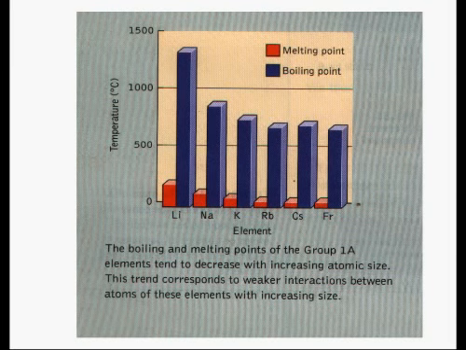Melting points and boiling points of our alkali metals. We see that the melting point decreases as you go down the column. Boiling points also decrease as you go down the column. So the heavier elements will melt quicker than the lighter elements.